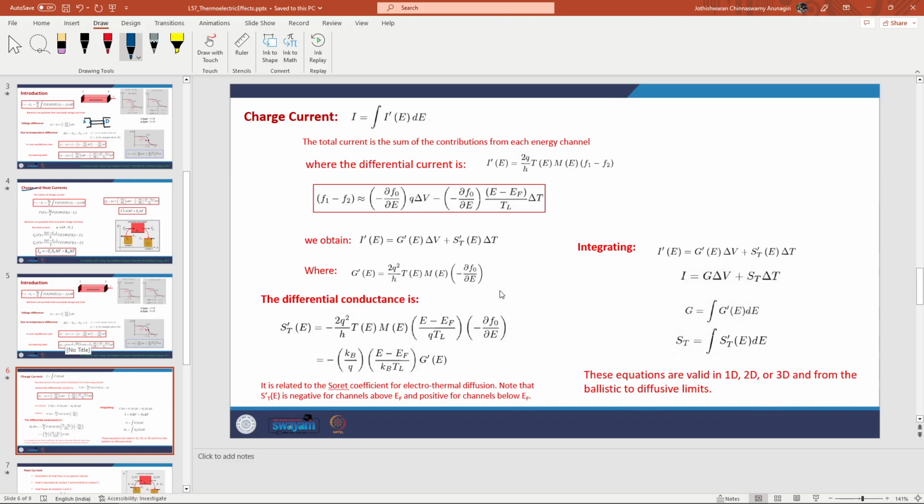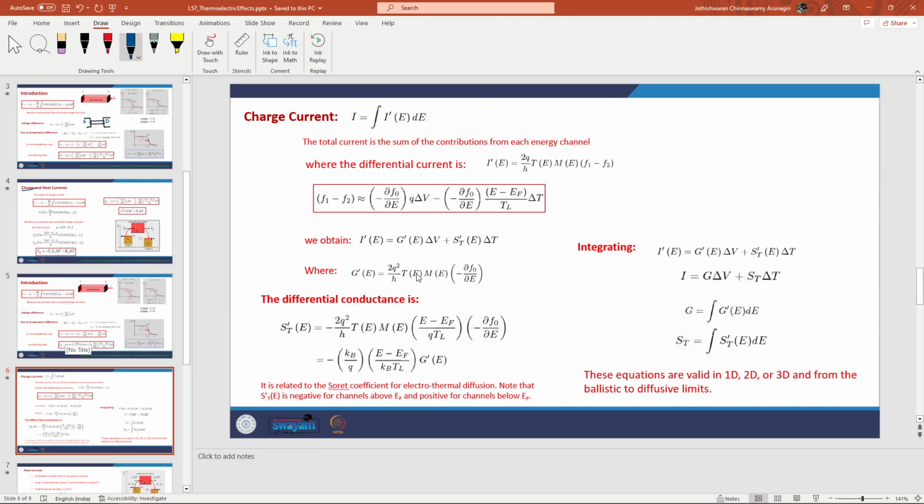Again, we know that this is the expression for the differences in the Fermi level, and we also know that this is G of E. Therefore, it is possible to represent S_T of E in terms of G of E, because the only thing that changes from here to here is this additional factor.